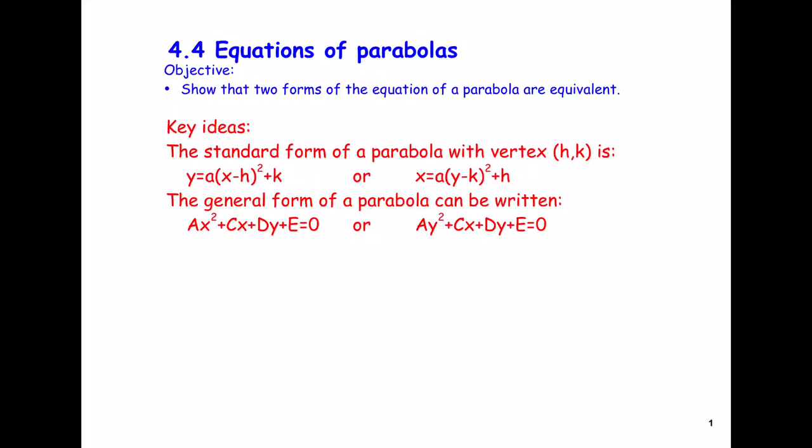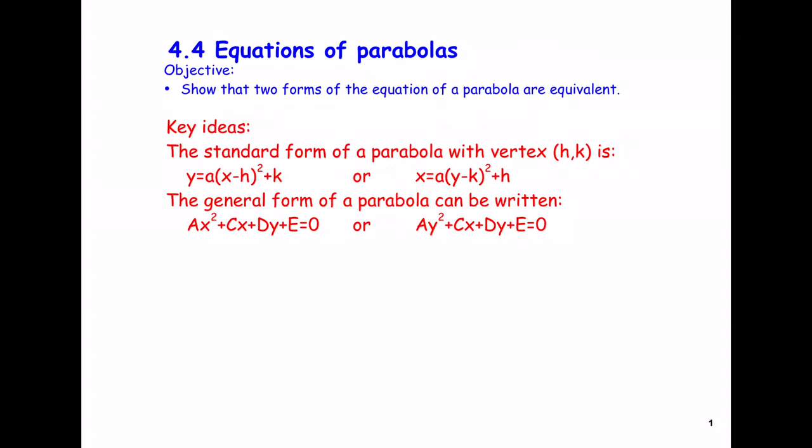4.4 Equations of Parabolas. Today we're going to show that two forms of the equation of a parabola are equivalent. Our key ideas to keep in mind are the standard form of a parabola with the vertex of (h, k) is y equals a times the quantity of x minus h squared plus k, or x equals a times y minus k squared plus h.